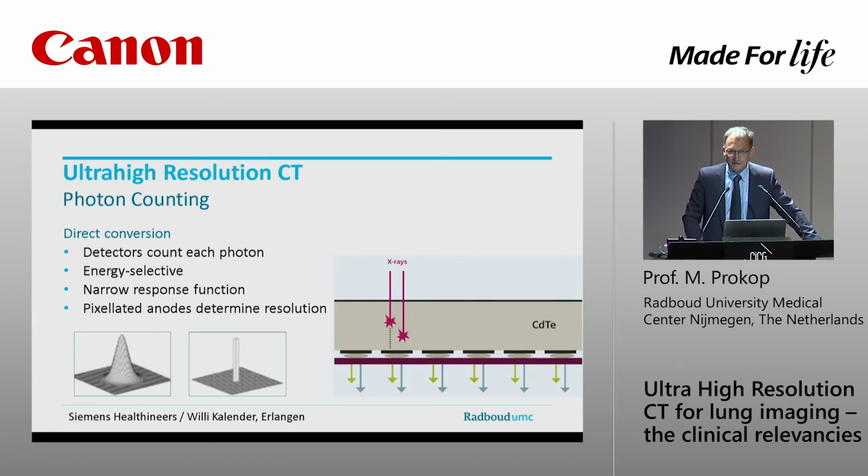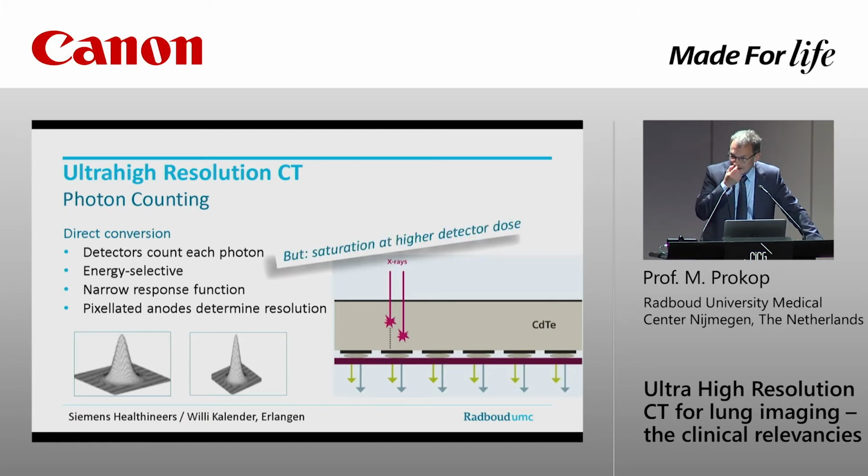Photon counting is something that all the vendors are now working on. It's the direct conversion of each photon into a signal. The detector counts each photon and can even estimate the energy of this photon, so you can put it in different energy bins. In theory, it should have a super narrow response function. That's at least what Willy Kalender says, but the reality is slightly different. It's a response function that's narrower, but it's not as ideal as you would like to see.